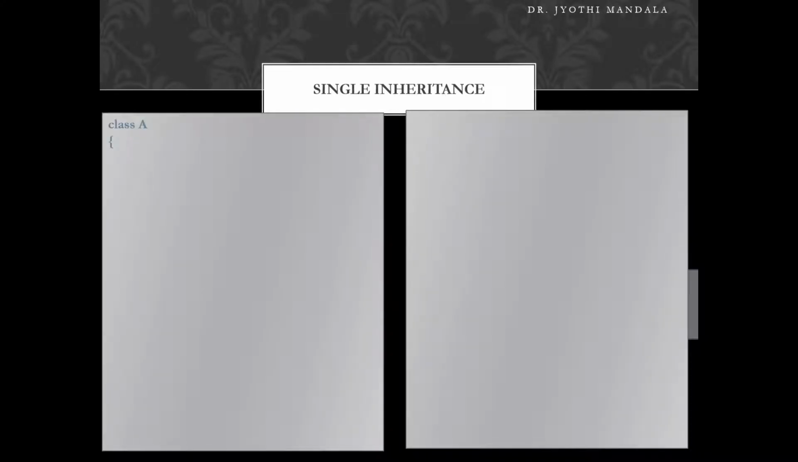Let me take one class first, called class A. In this class I am taking two variables, i and j, and one method called showij, where I am displaying the i and j variables only. That's it. Now I am taking another class B, and this class will be extending the properties of class A. What does this mean? In class A, i and j are already defined, and the showij method is also defined. That means class B can use i, j and the showij method also. How it can be used, I'll show you.